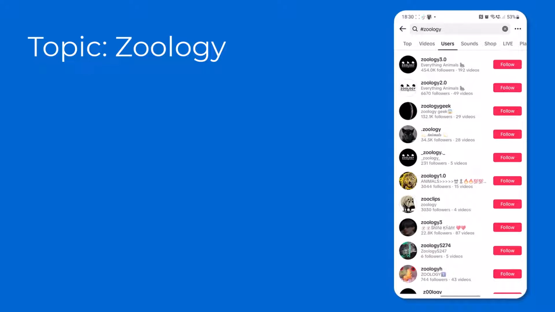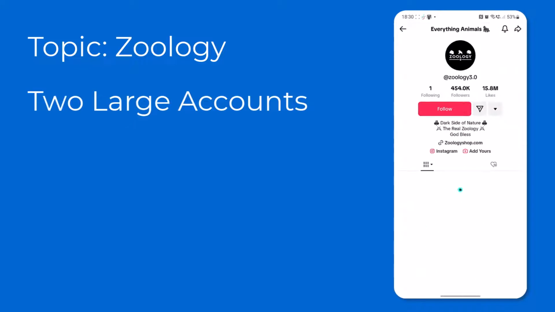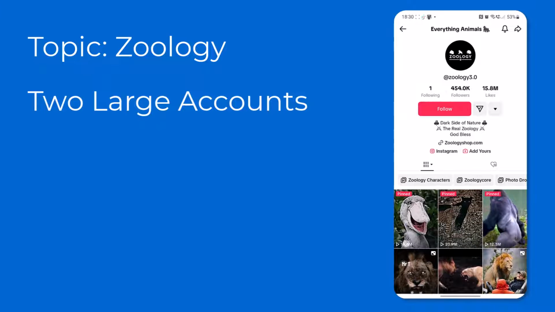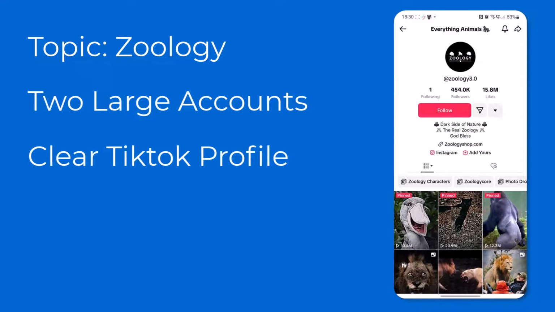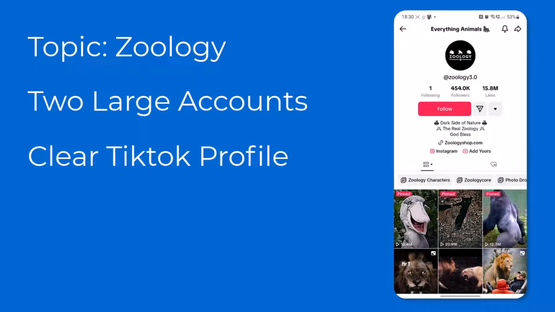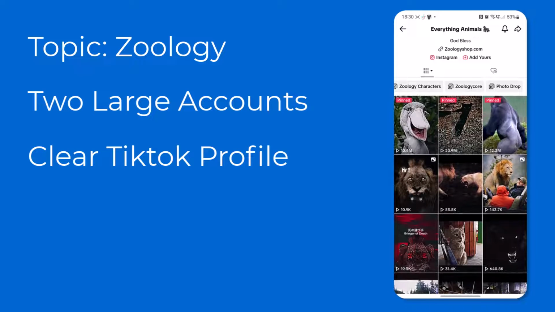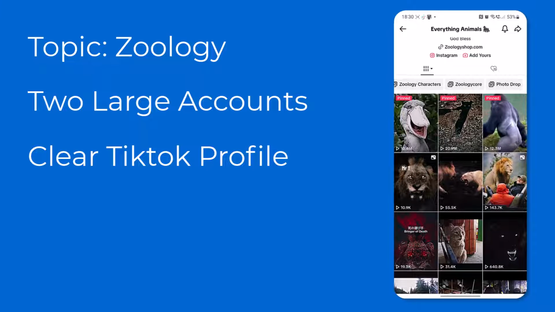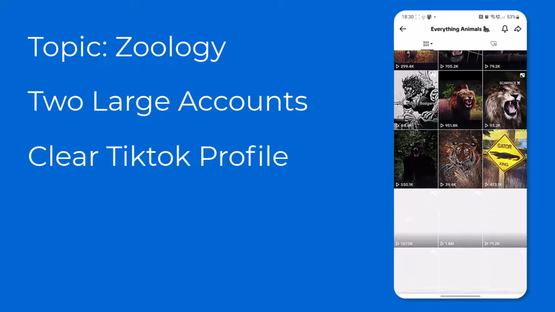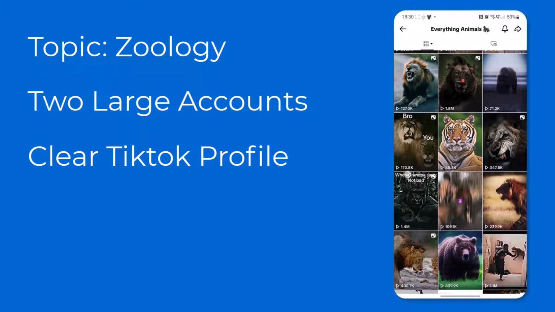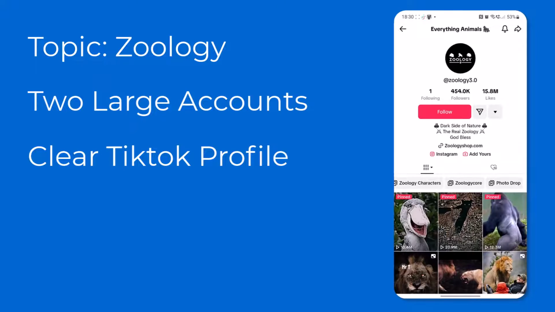Straight away, we can see two big accounts, Zoology 3.0 with nearly 500,000 subscribers. They have a nice, unique profile picture with many videos highlighting different types of animals, with some of their more popular videos pinned at the top. This is a very good profile with playlists, and it has social media accounts attached, with lots of animals as their thumbnails for their videos. This is something we're going to touch on later when it comes to creating your first video.